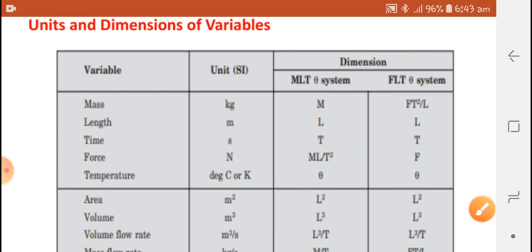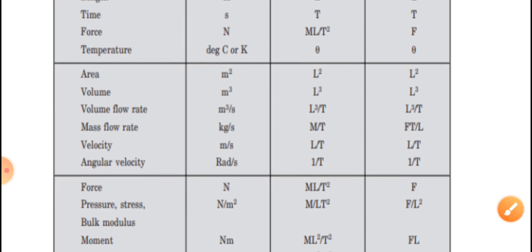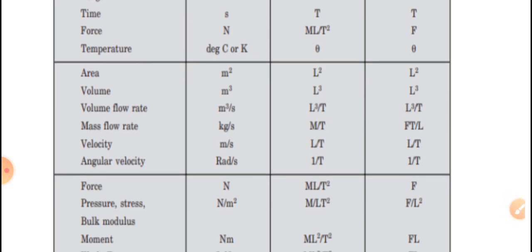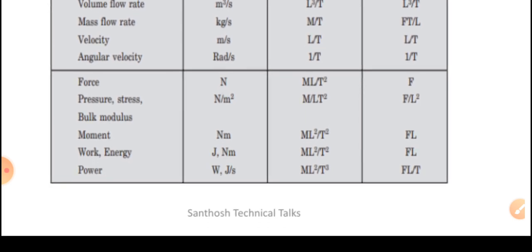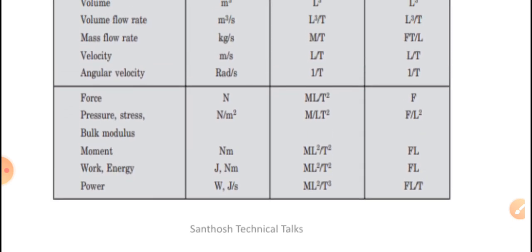Okay, and next, area. So these are all the geometric properties. Area, meter square, that is L square. Volume, meter cube, that is L cube. Volume rate of flow, meter cube per second, that is L cube T power minus 1. Mass rate of flow, that is kg per second, that is M T power minus 1. Velocity, meter per second, that is L T power minus 1. Angular velocity, radian per second, that is T power minus 1. And next, force is newton, MLT power minus 2.